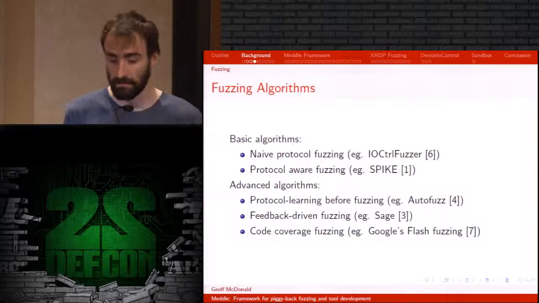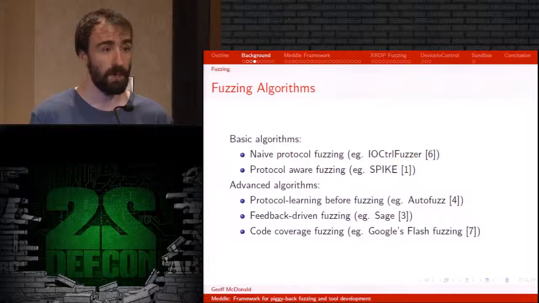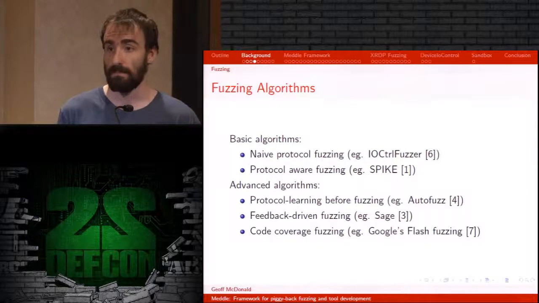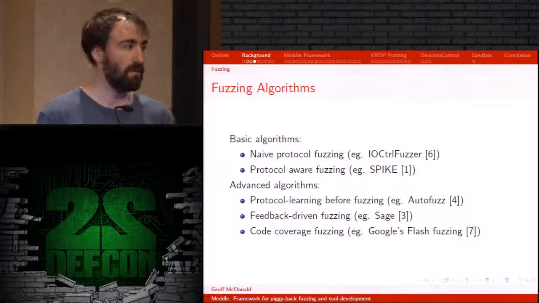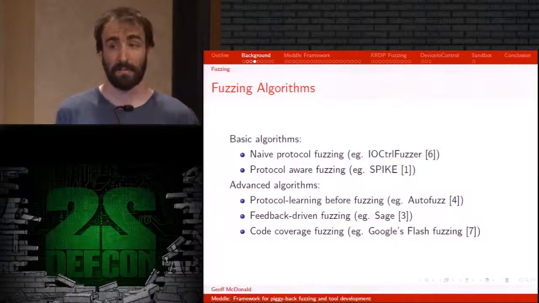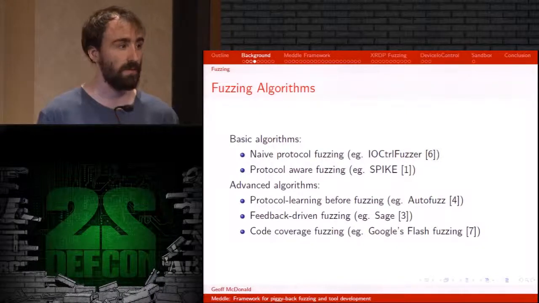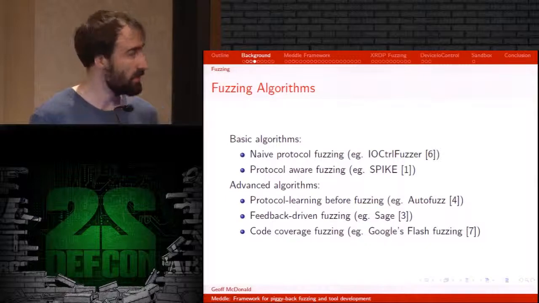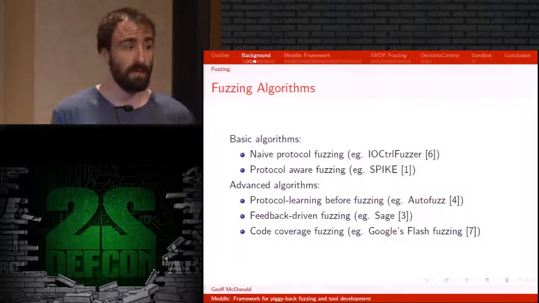Code coverage fuzzing was proven very effective by Google. Google had a big fuzzing project where they fuzzed Adobe Flash. They built a collection of terabytes of Adobe Flash files. Then they rendered each one of those Flash files in an instrumented version of the Flash binary, and they recorded which code was executed with every one of those Flash files.